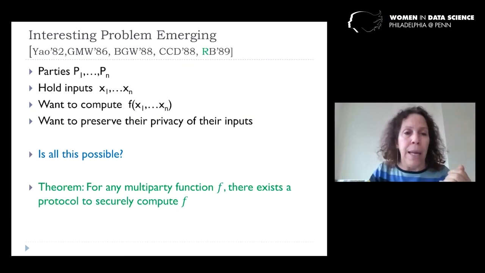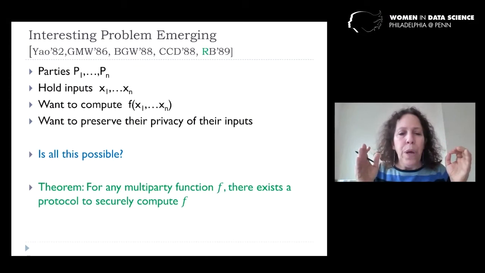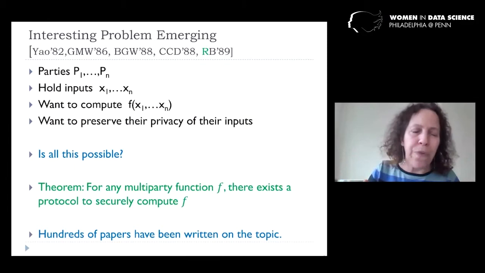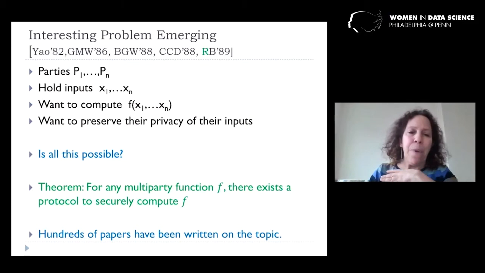And what these works show is that we can compute a multi-party function. This is what I described above, f of x1 up to xn. There exists a protocol that can compute it securely, meaning that it preserves the privacy of the inputs. And these works started this area 40 years ago and were the five seminal results in this area. But since then, there have been many, many papers that improve on these results and show more specific functions and how to do more efficiently and different models and so on. But it's been a very flourishing area of research.